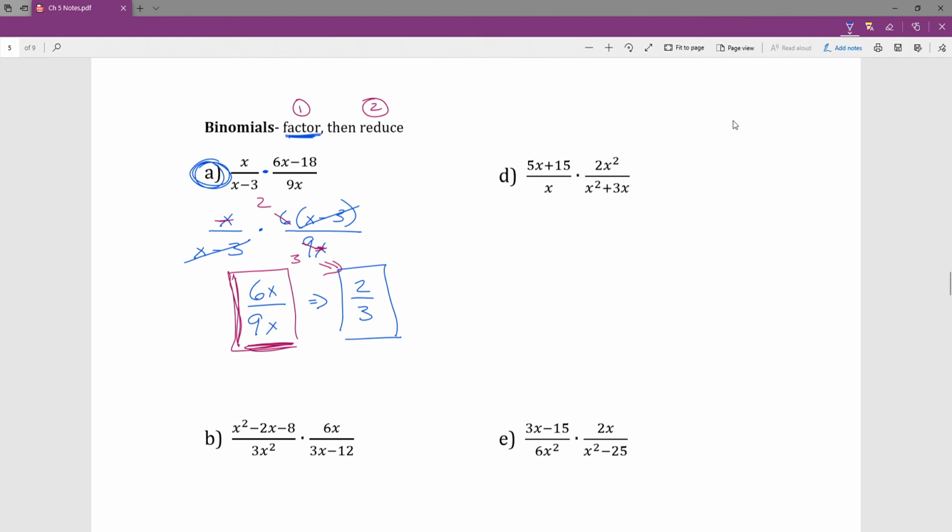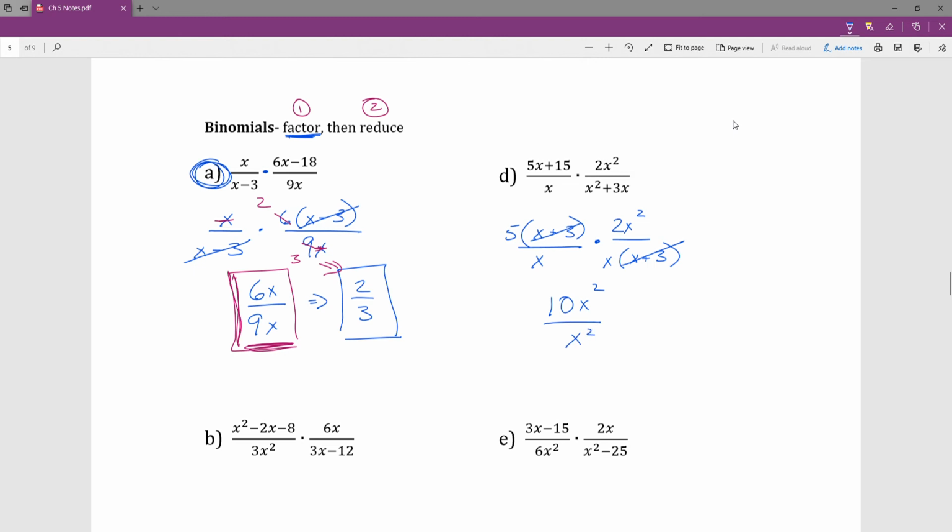For D, the top of my first rational expression, I have a 5 as a common factor. Factoring that out, I'd be left with an x plus 3. The bottom part, nothing I can do with an x. And we're going to multiply this by 2x squared, nothing I can do with that, over the denominator of my second rational expression, which has an x as a common factor. Factoring that out, I'd be left with an x plus 3. If you want to be super crossy outy here, you sure can. I'm just going to cross out the big obvious stuff so that you can see what's going on. On the top, we'd have a 10x squared, and on the bottom, we'd have an x squared.